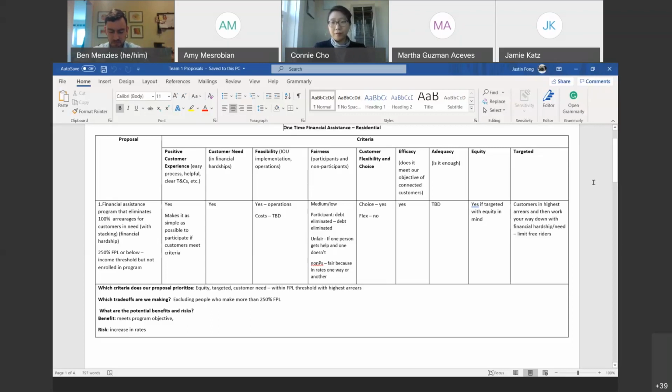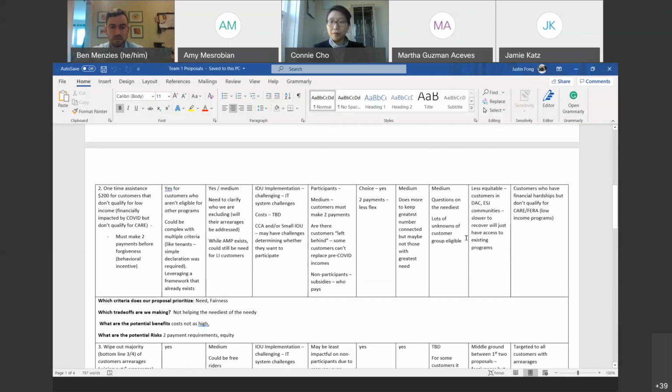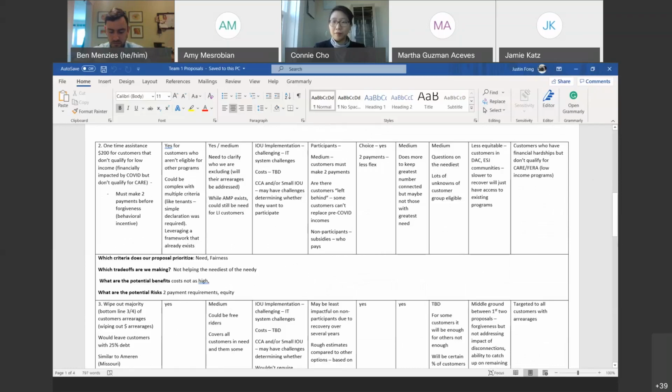Our second proposal is a one-time assistance of $200 to customers who don't qualify for the low income assistance programs. They would have to demonstrate some sort of financial impact due to COVID. We raised the possibility of using a similar mechanism to what has been used in the rental housing context, where a customer would provide a declaration of their COVID-related impact, as opposed to having to provide some other demonstration of that impact.